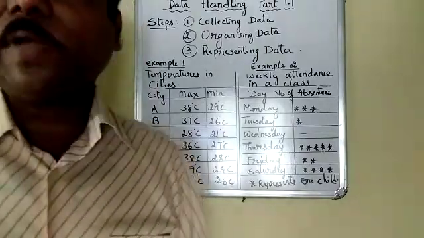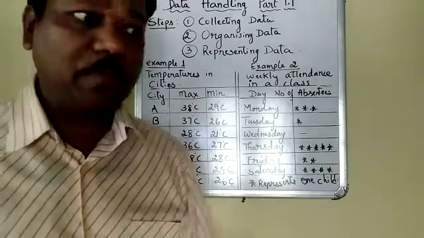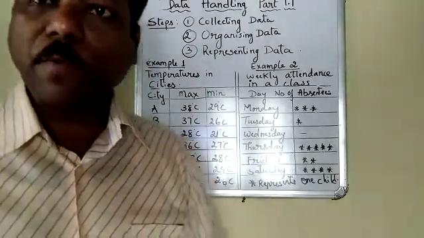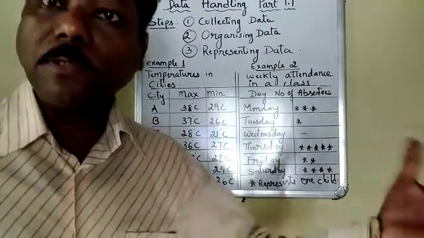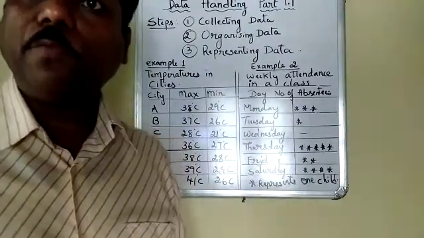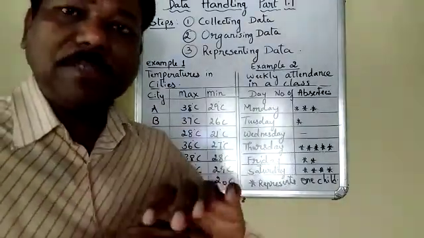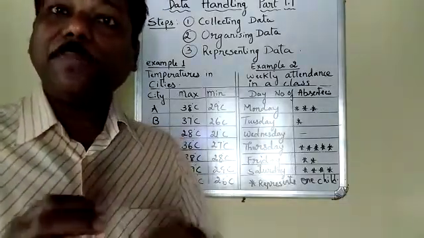So where can we find this data? Data can be found from various sources, from newspapers, from magazines, from books, from TV serials, libraries, etc. We collect all these data and separate them as per our need.